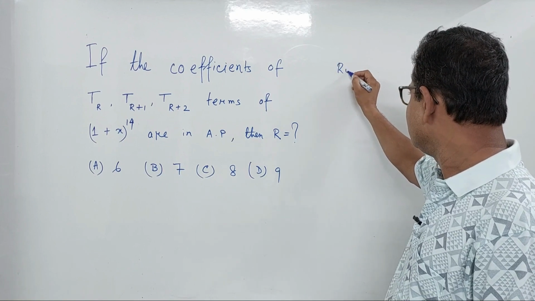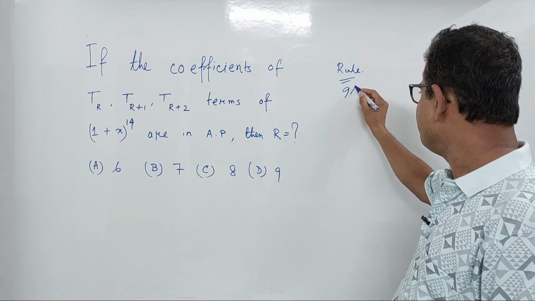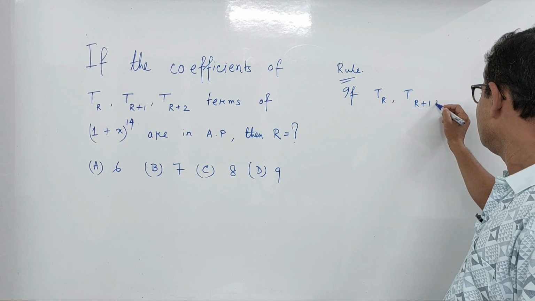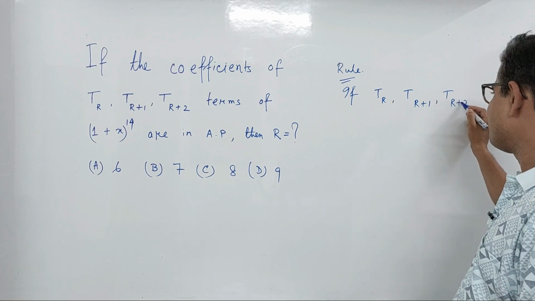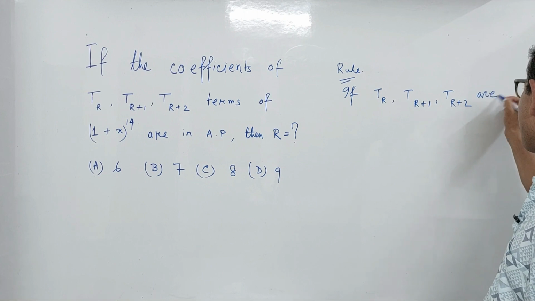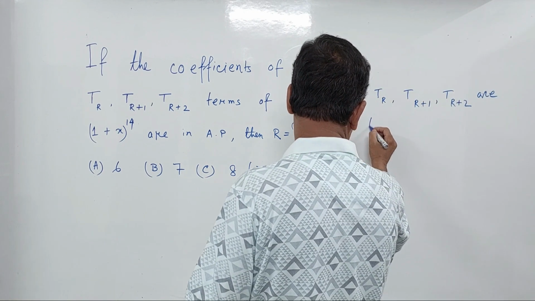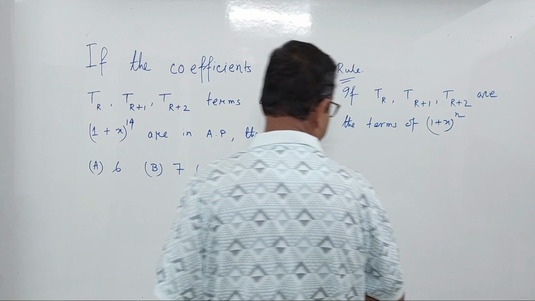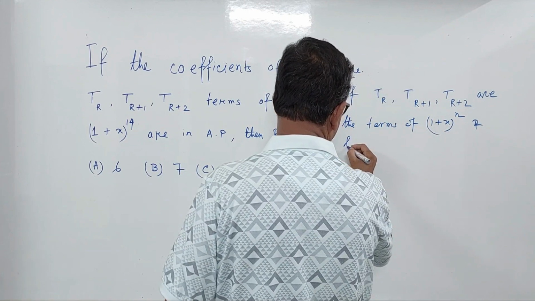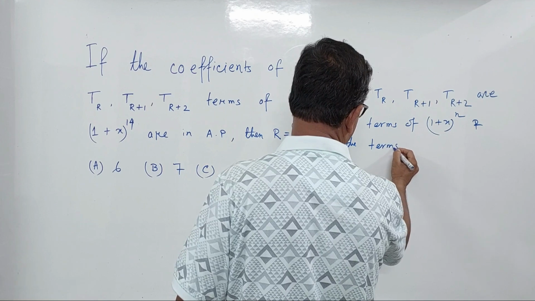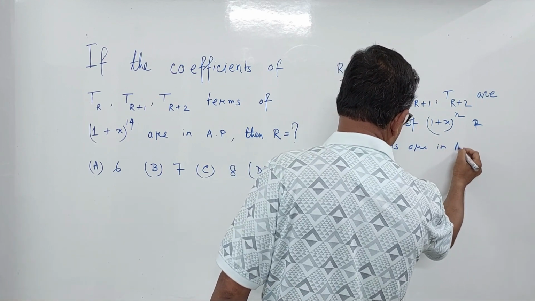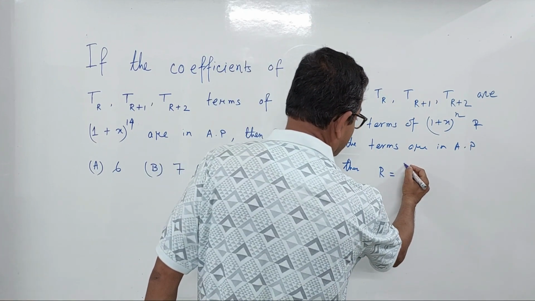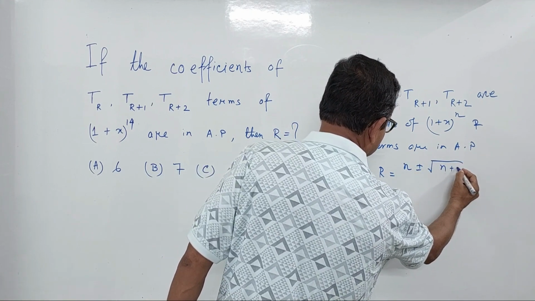The rule is, if tr, tr plus 1, tr plus 2 are the terms of (1 plus x) to the power n, and the terms are in AP, then r equals (n plus minus root of n plus 2) by 2.